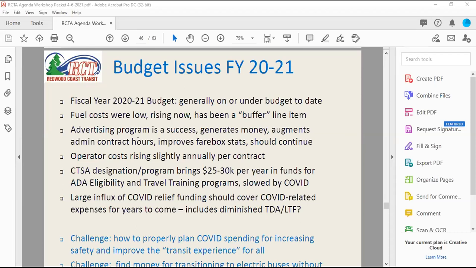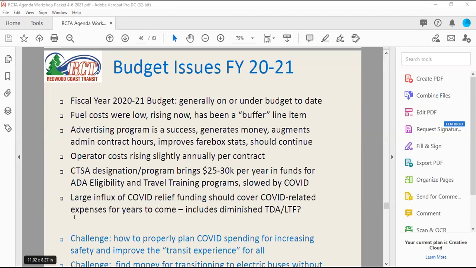Advertising program really has been a success. Let's continue to put some money in it because we get good things back out of it. It improves everything that we do. It improves the fare box statistics. We can plow that money back into advertising to continue that process. Operator costs slightly rise every contract year, but at the end of a five-year contract, unless it's extended for a year or two, the operating costs usually pop up pretty dramatically.